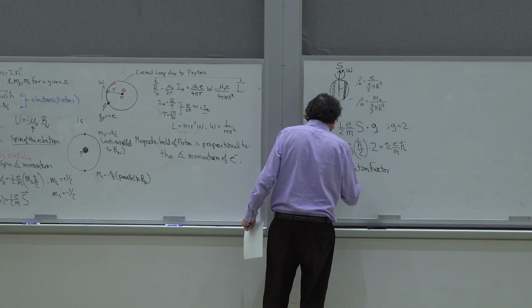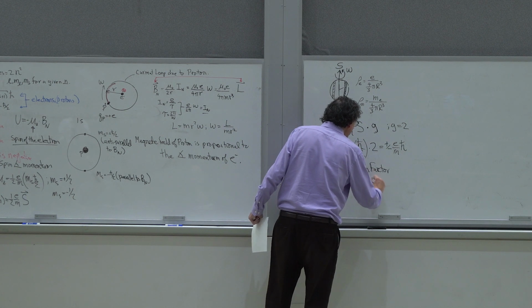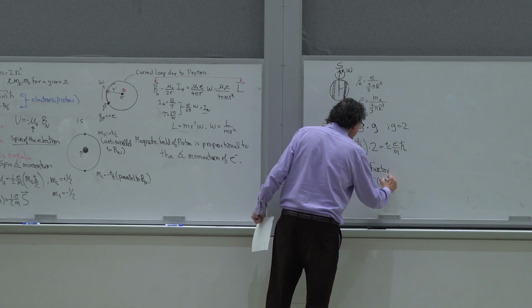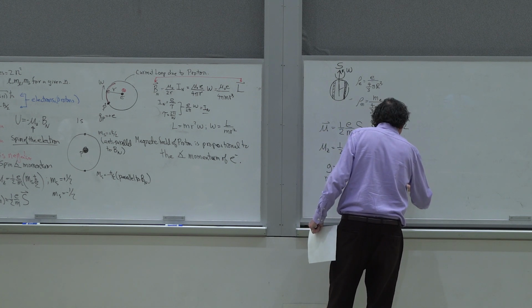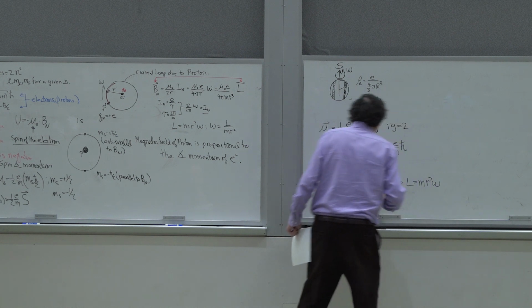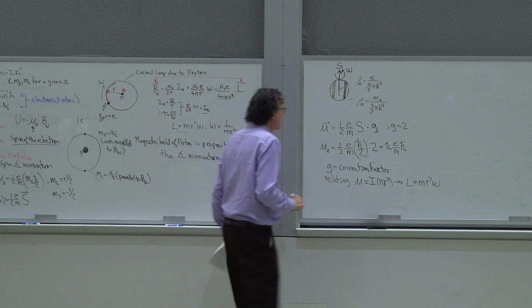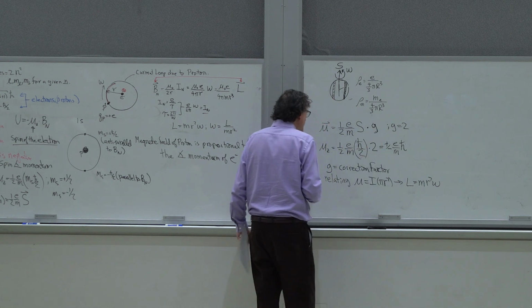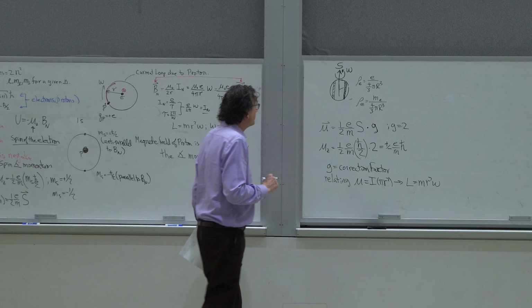Relating mu equal to I times the area, pi r squared, to the angular momentum L equal to m r squared omega. They are proportional, but the proportionality constant is not quite right, so we have this correction factor, which is g equals 2.